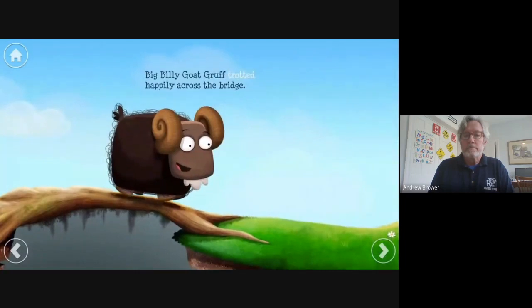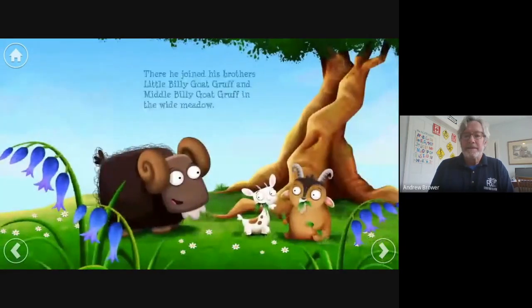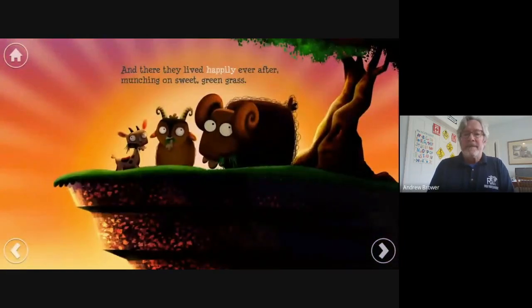Big Billy Goat Gruff trotted happily across the bridge. There, he joined his brothers Little Billy Goat Gruff and Middle Billy Goat Gruff in the wide meadow. And there they lived happily ever after, munching on sweet green grass.